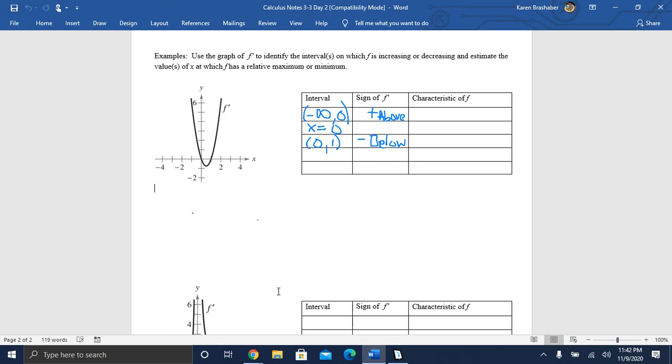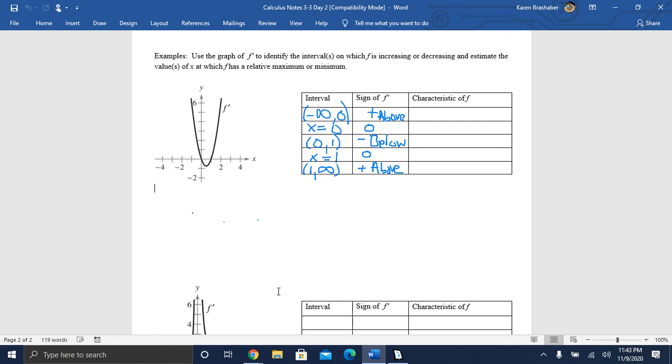And I might point out that at 0, our graph has a value of 0. And at 1, our graph also has a value of 0. And then finally, from 1 on to infinity, our graph is above the x-axis, so positive. And so notice that I filled in the derivative column along with your intervals this time. So now you're making a conclusion about the characteristic of f.